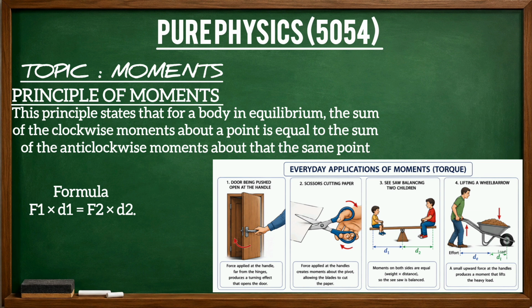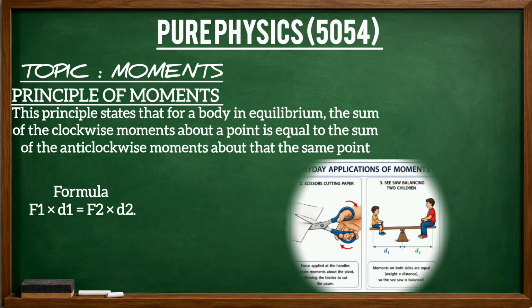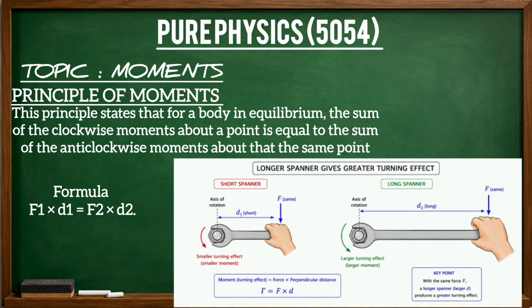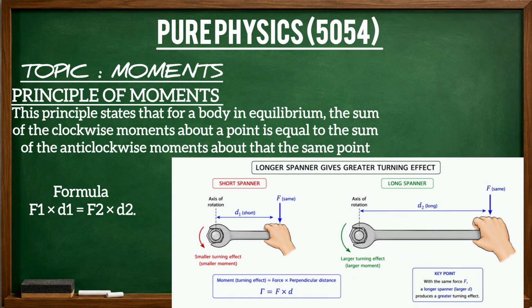It is also worth noticing why a mechanic always reaches for a larger spanner rather than a shorter one when applying force to a stubborn nut. Since moment equals force multiplied by the perpendicular distance, increasing that distance even while applying the same force produces a greater turning effect. This is exactly why extra length on a tool gives you extra turning power for the same amount of effort.